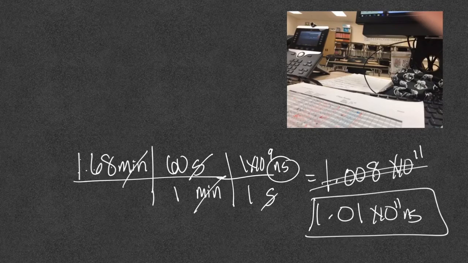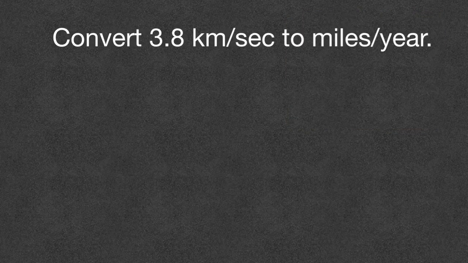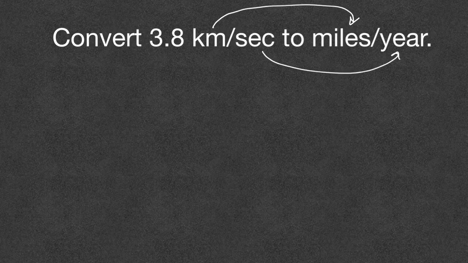Okay, let's work one more problem. Okay, let's work this problem. It's the tiniest bit more complex. Convert 3.8 kilometers per second to miles per year. Now, the only reason why I'm saying it's more complex is because we're going to convert 2 units at one time. We need to take kilometers to miles, and we need to take years to seconds. You can do this all at the same time.